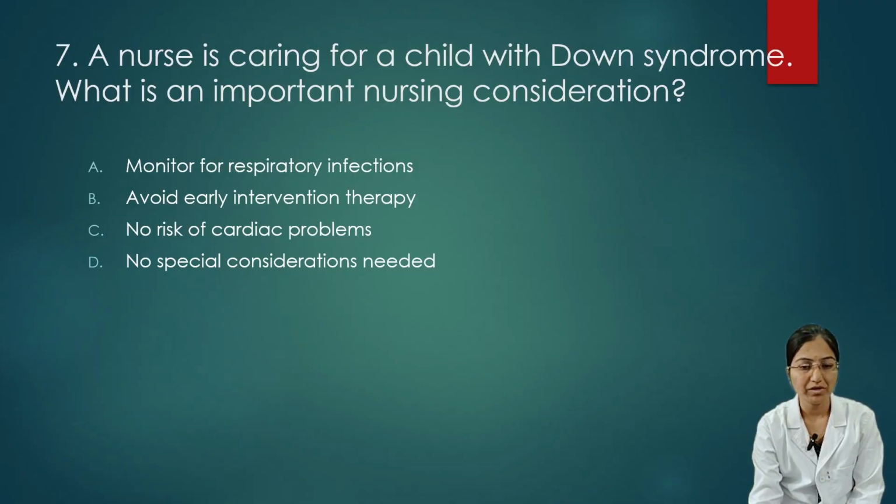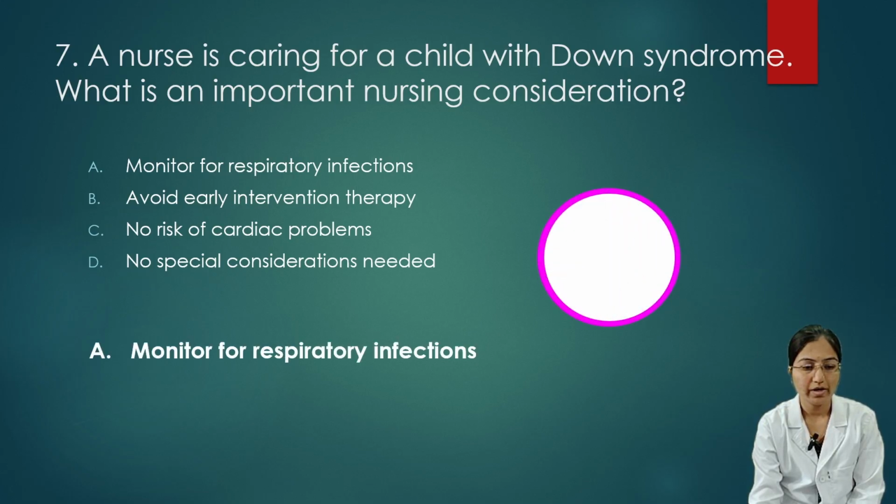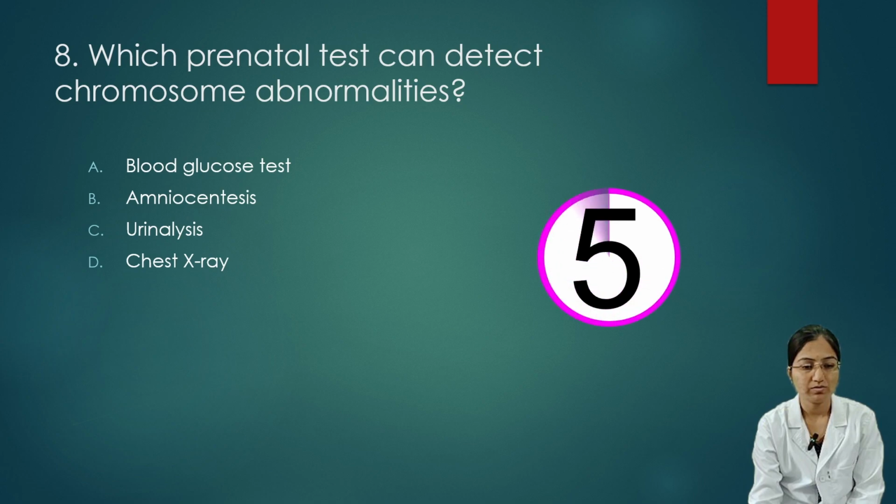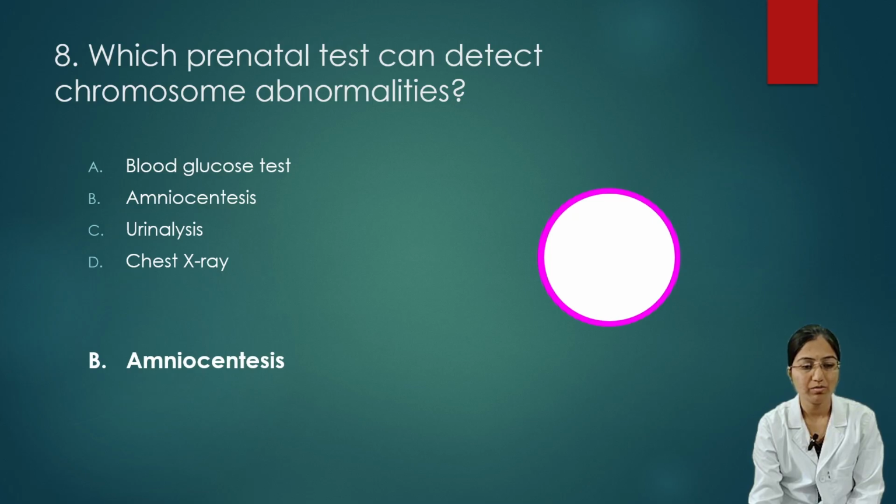Next question. A nurse is caring for a child with Down syndrome. What is an important nursing consideration? Right option is A, that is monitor for respiratory infections. Next question. Which prenatal test can detect chromosome abnormalities? Right option is B, that is amniocentesis.